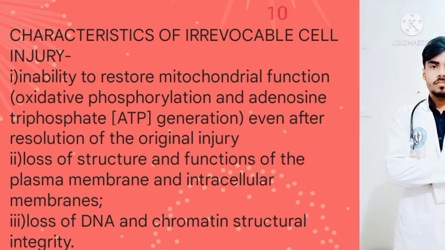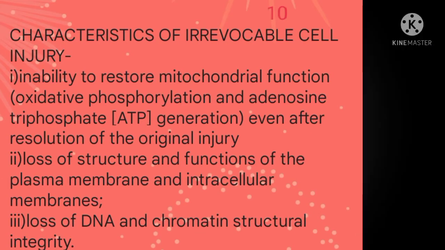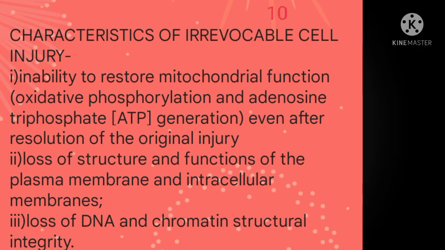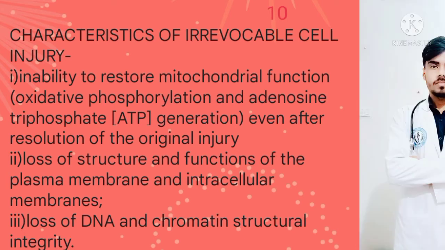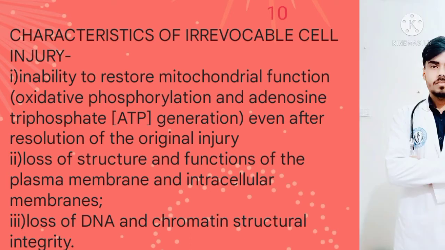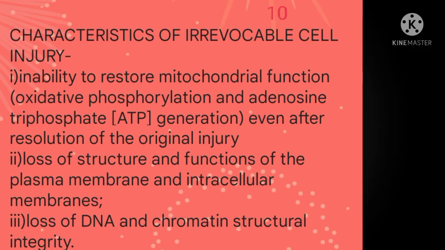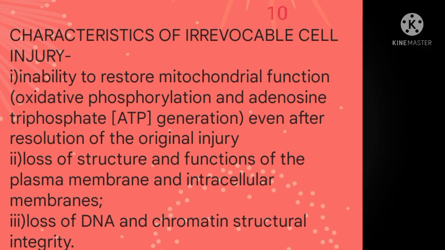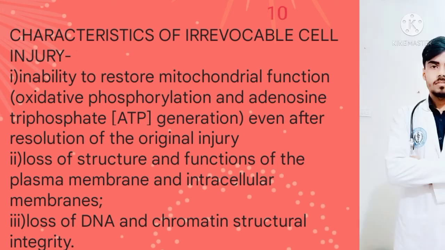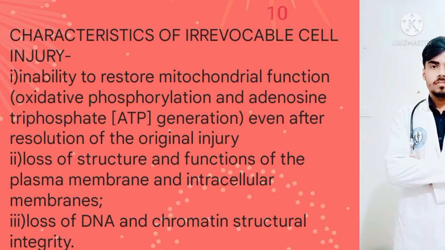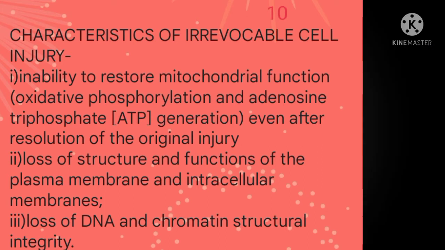Now we are going to discuss the characteristics of irreversible cell injury. The first characteristic is that the cell becomes unable to restore mitochondrial function, such as oxidative phosphorylation and adenosine triphosphate, that is ATP generation, even after the resolution of the original injury. The second characteristic is the loss of structure and function of the plasma membrane and intracellular membranes, and loss of DNA and chromatin structure and integrity.